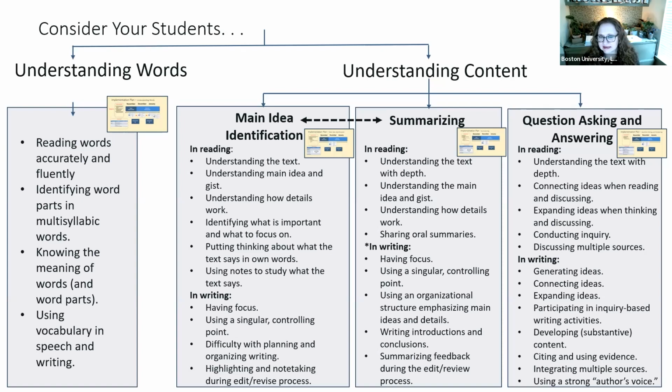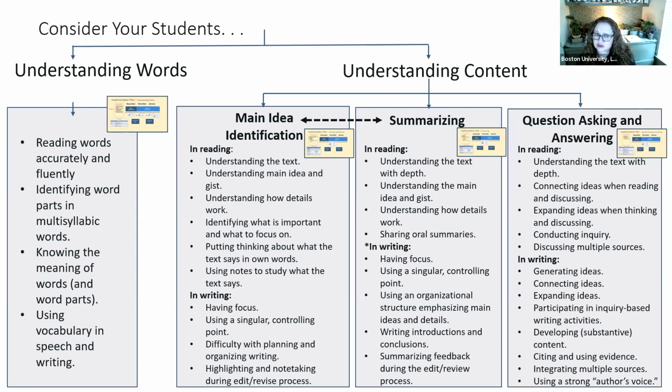Then for summarizing, the two we talked about are connected, right? Main idea is the identification of main idea and detail. Summarizing is the use of that and putting it all together. So summarizing means I take the main idea and detail that I identified and I put it within a holistic, pulling it all together way. Sometimes we call it the gist. But sharing a summary, putting it in with a beginning, middle, and end to really understand what is involved.